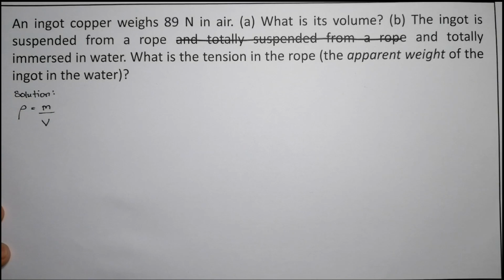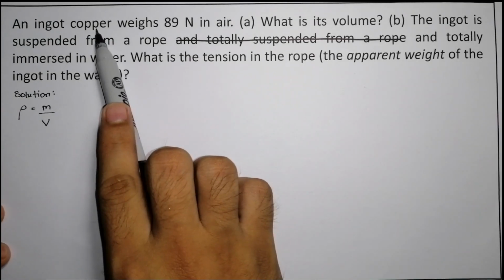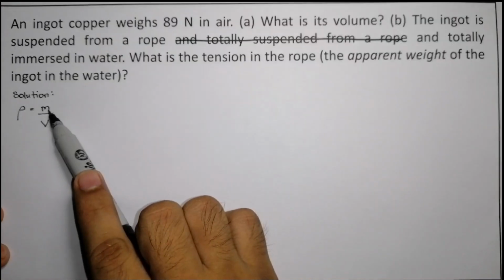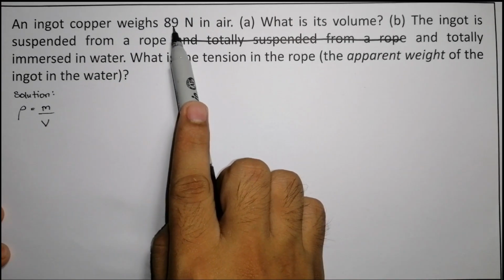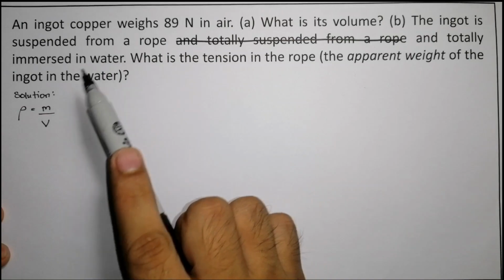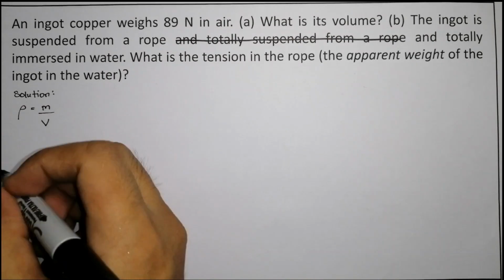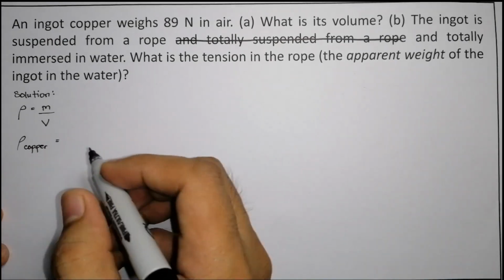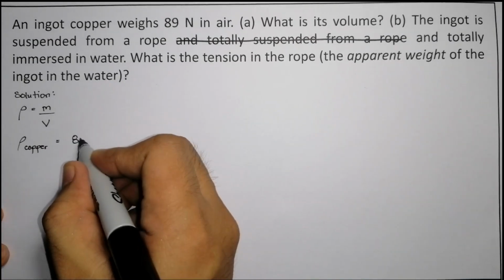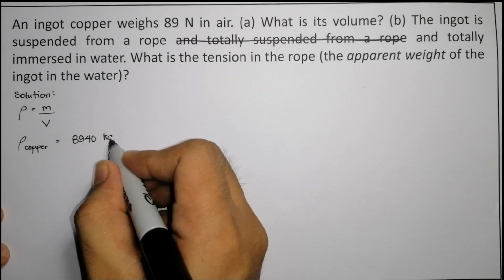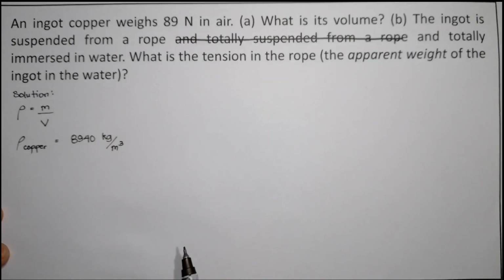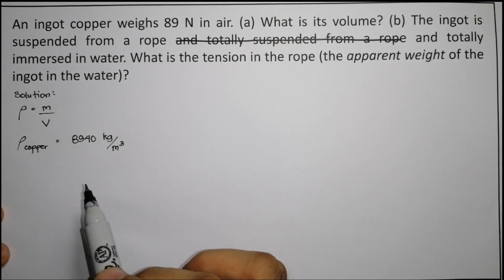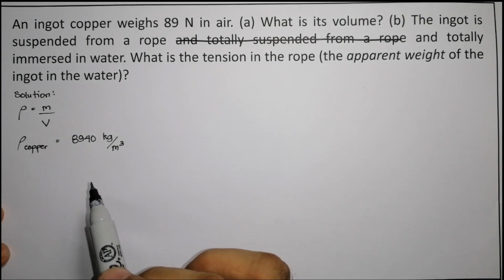We need to know the density of copper, because by knowing the density of copper, and if we can get the mass from the weight of our copper ingot, then we will know the volume. So the density of copper, Cu, is equal to 8,940 kilograms per meter cube. Where does that come from? You may search for the value of this. This is a constant, okay?